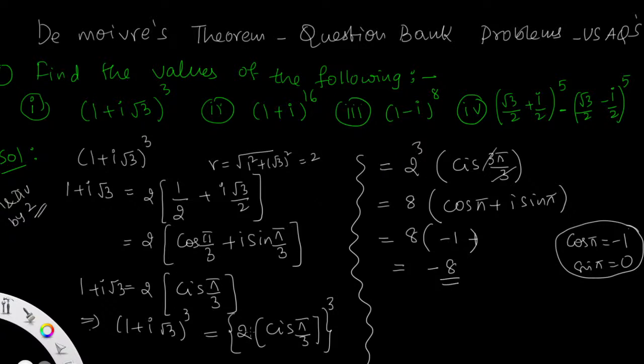So 2 becomes 2 cube, and the power joins with the argument, as cis theta whole to the power n is nothing but cis n theta. So n joins with the argument: 3 into pi by 3 gives pi, so cos pi plus i sin pi. Cos pi is minus 1 and sin pi is 0, so the answer is minus 8. This is the solution for question number 1.